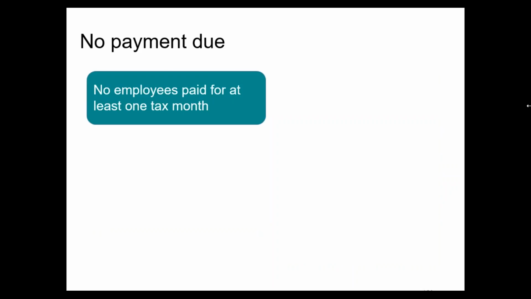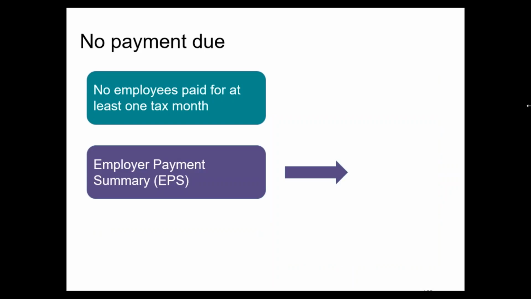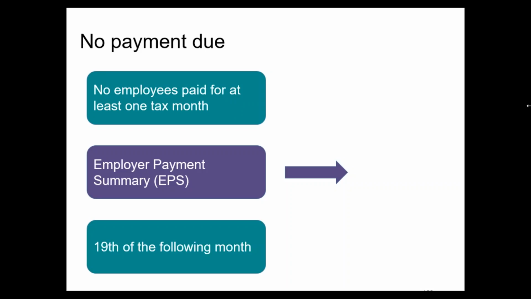And remember, you'll need to tell HMRC if no payment is due. So if you haven't made any payments to employees for at least one tax month, you'll need to send an Employer Payment Summary, an EPS, to let us know. If you don't, HMRC will send you a notice estimating how much you owe, and you may have to pay a penalty. You need to send the EPS to us by the deadline, which is the 19th of the month following the tax month when no employees were paid.